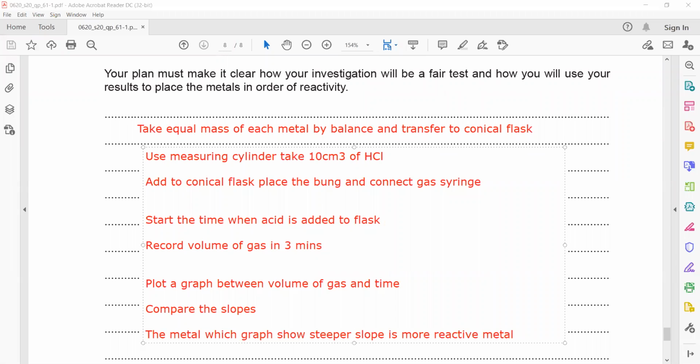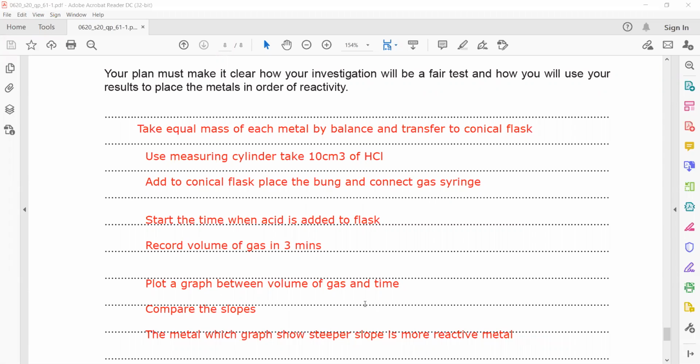And for fair comparison, we should take equal volume of acid, we should take equal masses, we should take equal size of the metal, so the surface area should be the same, and equal temperature should be there, because these are the factors which affect the rate of the reaction. Is this experiment clear?